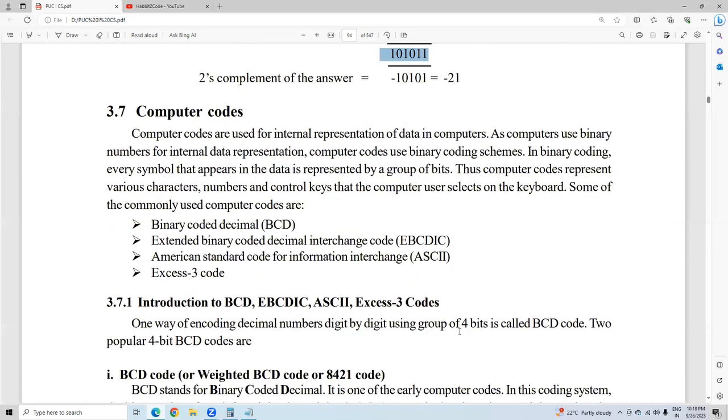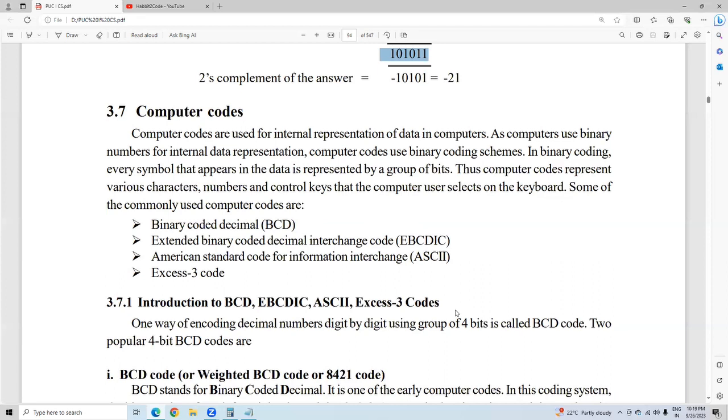And after that, computer codes. Computer codes are used for internal representation of data in computers. As computers use binary numbers for internal representation, computer codes use binary coding schemes. Computer codes are used for internal representation of data in the computer. As the computer uses the binary number system for internal data representation, computer codes use a binary coding scheme.